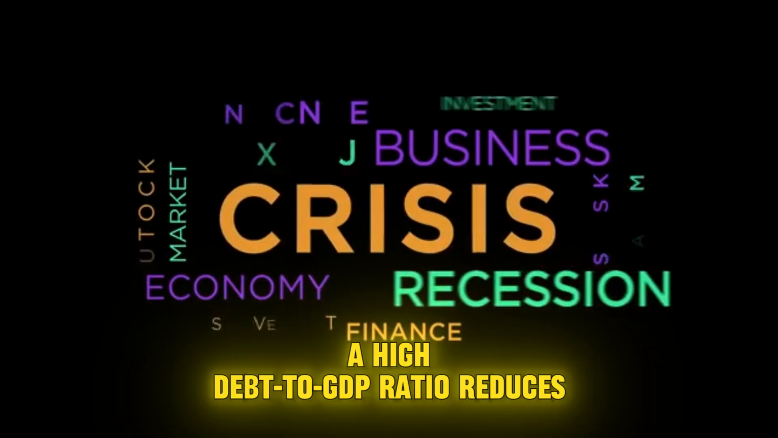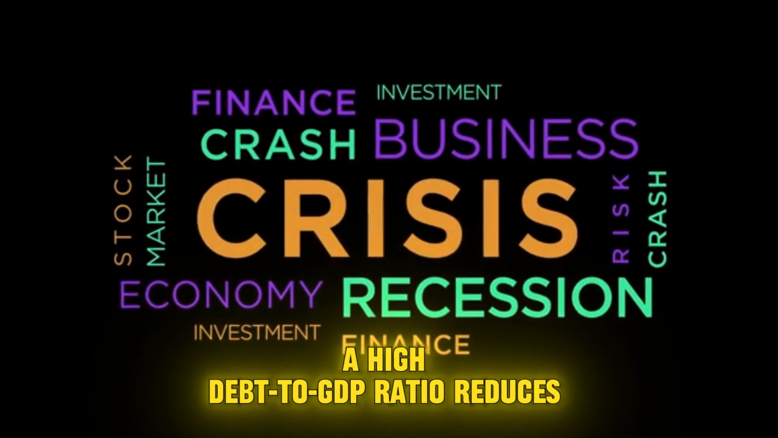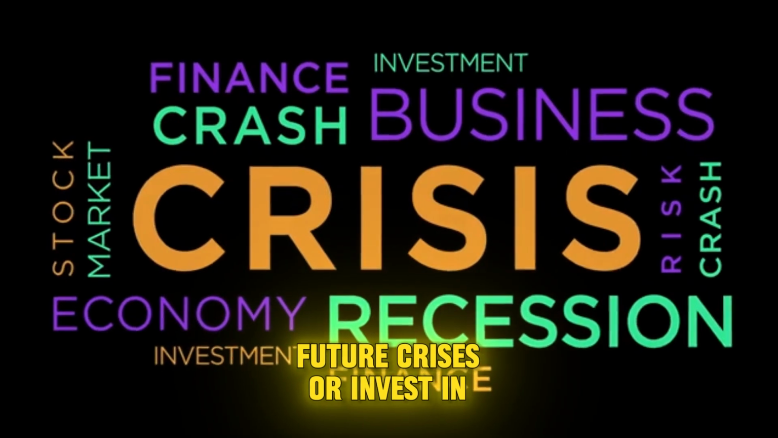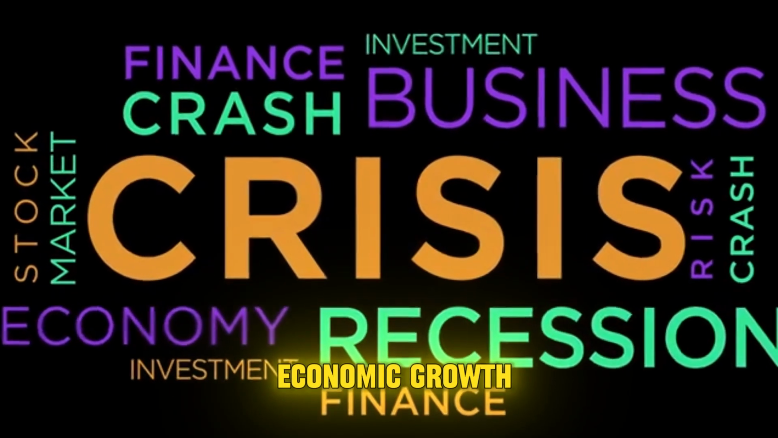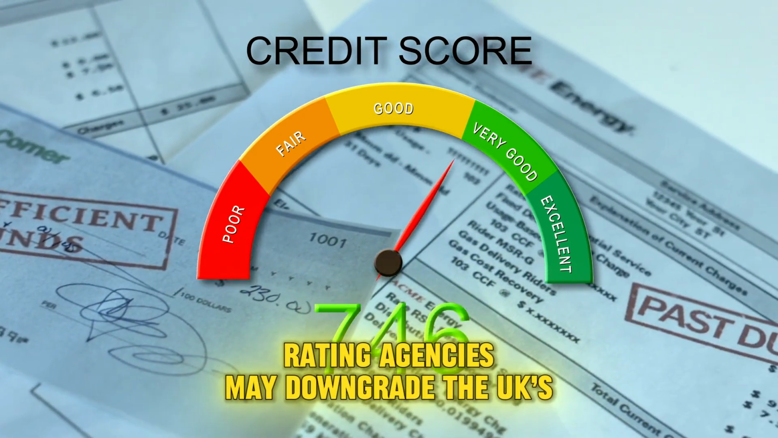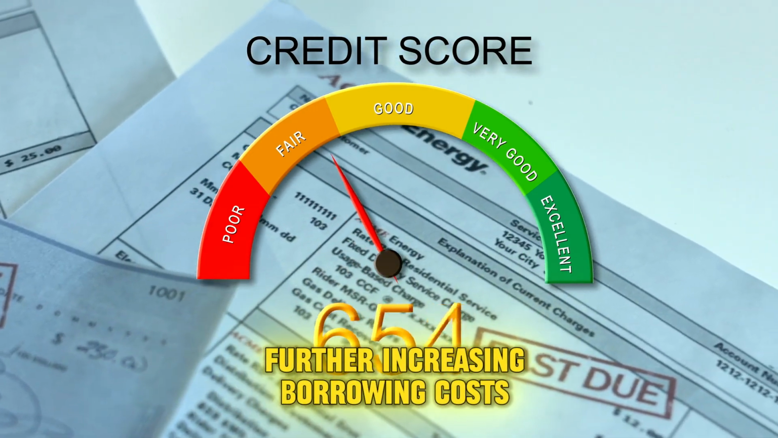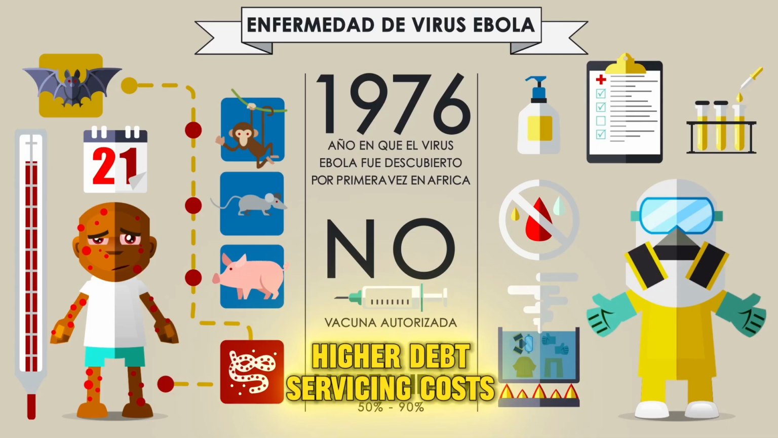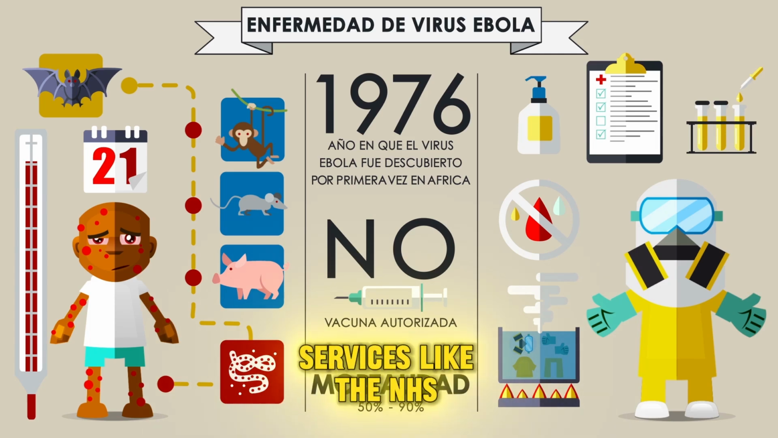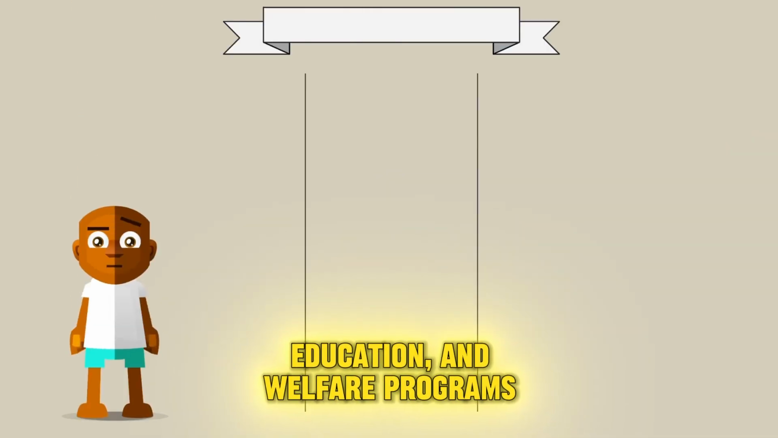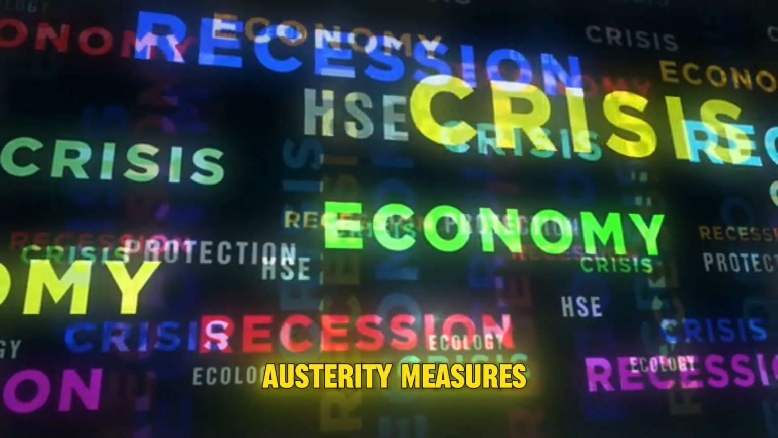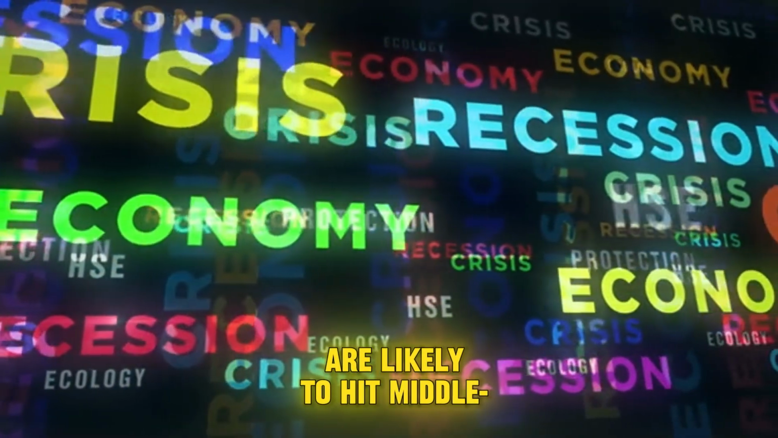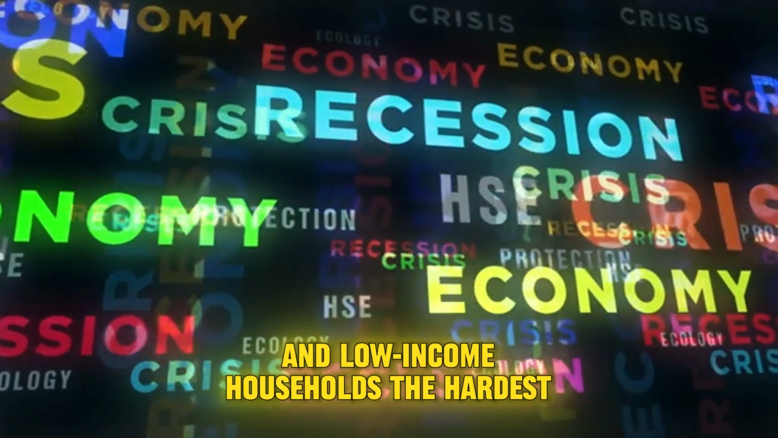Why it matters. A high debt-to-GDP ratio reduces the government's financial flexibility, making it harder to address future crises or invest in economic growth. Rating agencies may downgrade the UK's credit rating, further increasing borrowing costs. Impact on people. Higher debt servicing costs mean less money for public services like the NHS, education, and welfare programs. Austerity measures, including spending cuts and potential tax hikes, are likely to hit middle and low-income households the hardest.